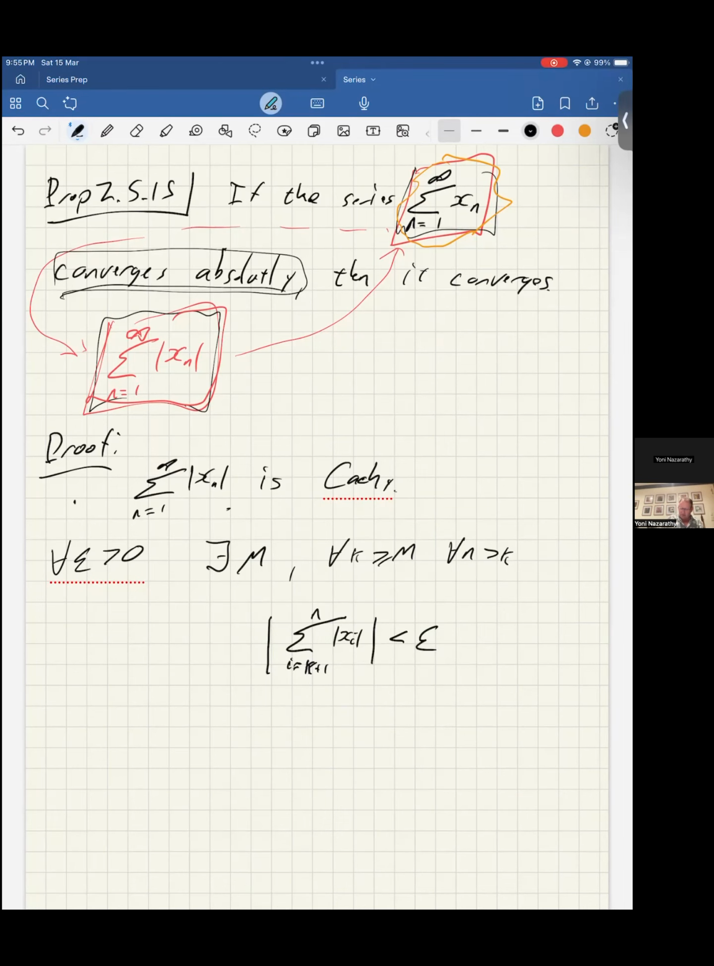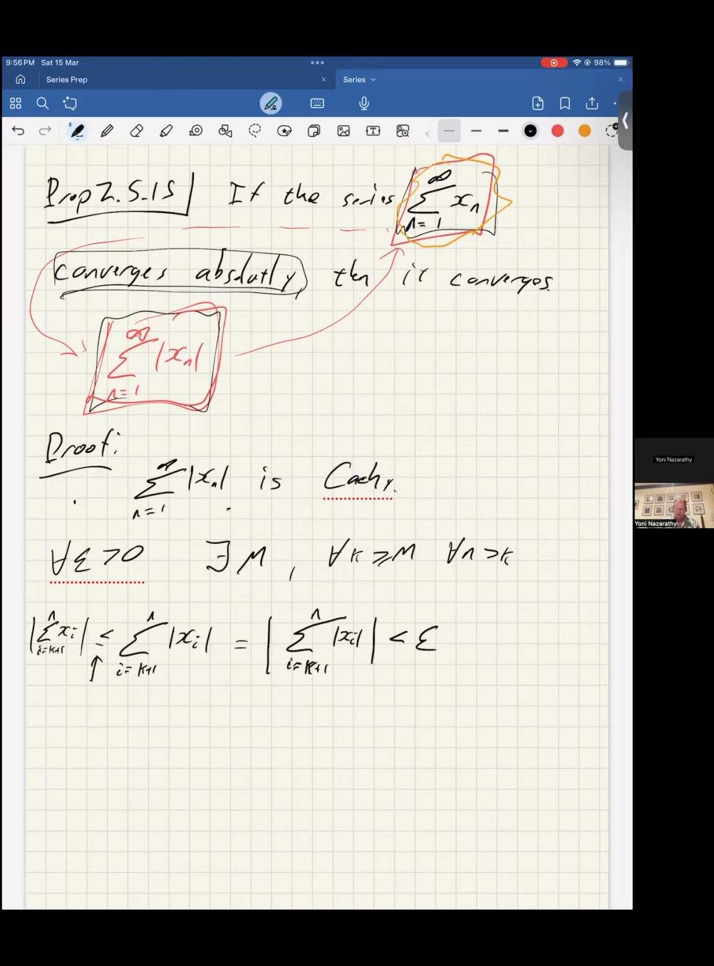Now, of course, we don't need that external absolute value because this finite summation is just summing up non-negative numbers. So we can just write the sum from i equals k plus 1 up to n of the absolute value of xi. Now, from this step, if we go with the triangle inequality, but going to the other side, then this is going to be the sum of i going from k plus 1 to n of xi, all in absolute value, right? So this was a triangle inequality.